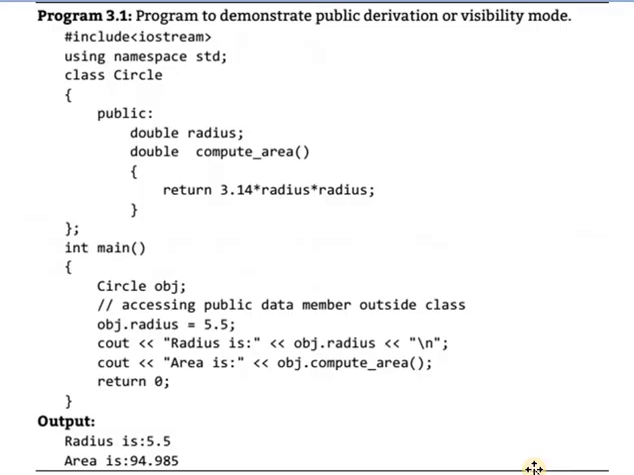Let's see one program that demonstrates public derivation, or the public visibility mode. Here is one class, Circle. In that Circle class, there is a public data member, radius. Then the compute area function calculates the area of the circle. Then in the main function, we access the data member radius directly because it is public. After accessing, the radius and area of the circle will be displayed.